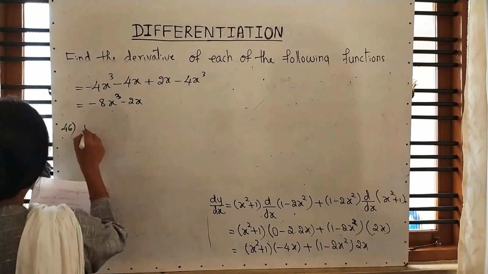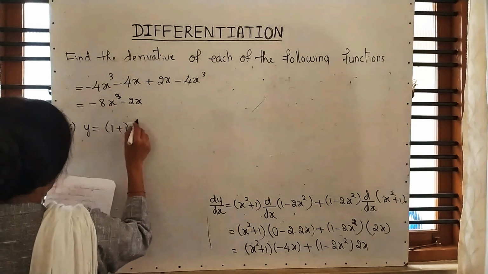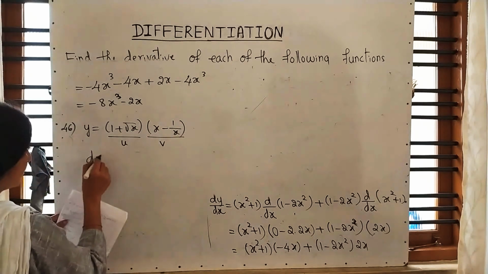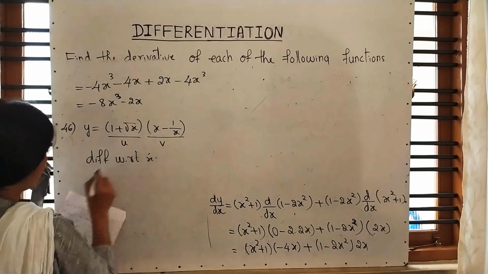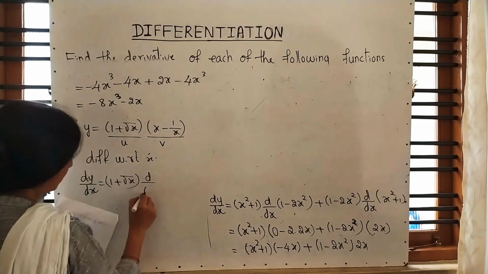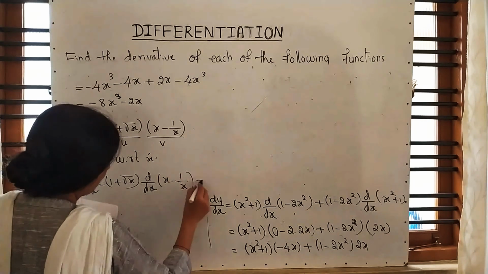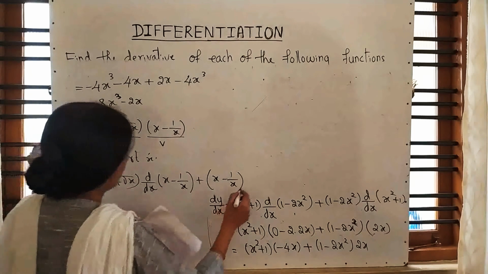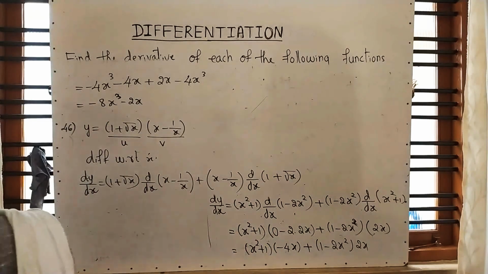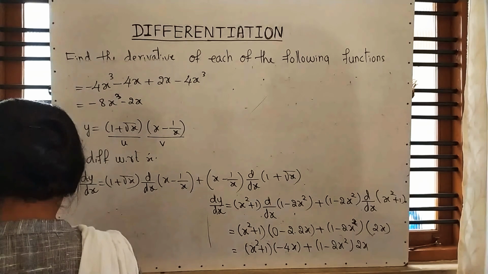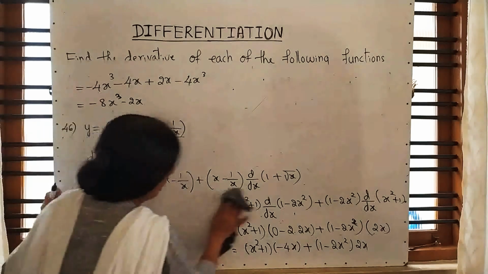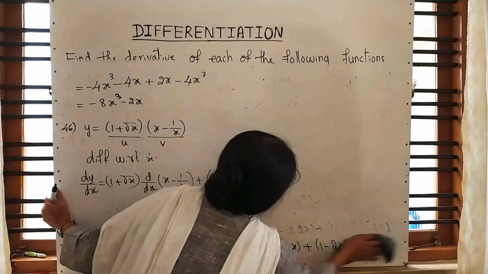Y is equal to. Again, this is U, this is V. In marking, if I did a number mistake, please make the correction of that.